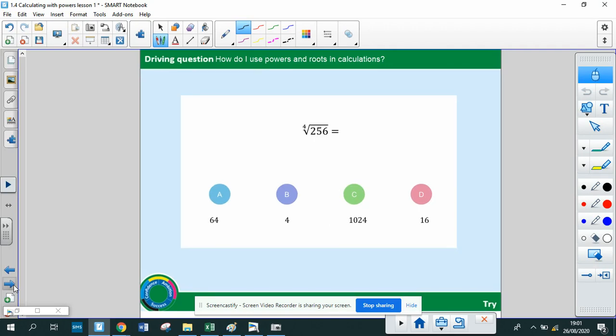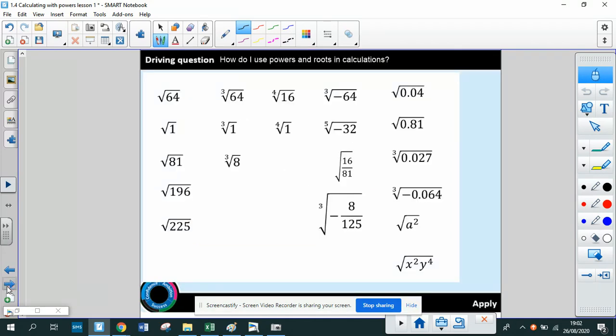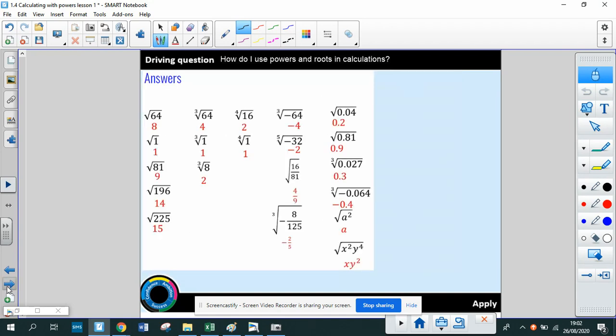The fourth root of 256. The answer is 4, because 4 to the power of 4 equals 256. You guys have a go at these, and pause the video to work through, and then play the video when you're ready for the answers. And remember, if you cube root a negative, the answer is negative.